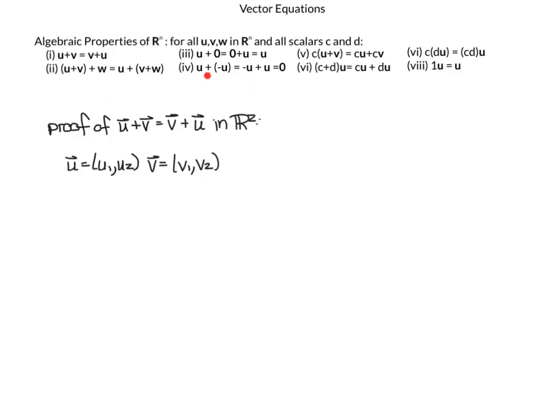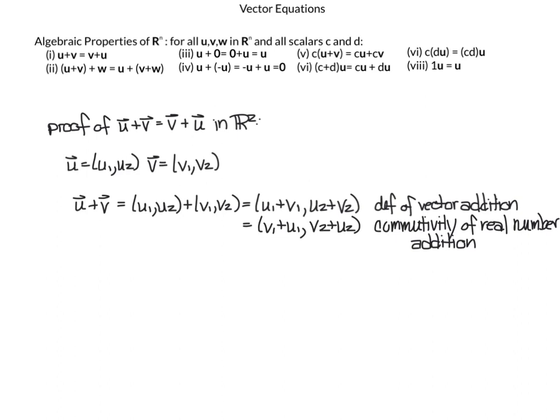The proof of these properties often relies on the properties of real numbers, but you need to get your vectors down to real numbers. So I will do this first property here, the commutativity, as an example. I'm going to prove that the vector u plus v is equal to the vector v plus u in R2. And so u, I'm going to let that be u1, u2, and v equals v1, v2. So again, I'm kind of getting things down to the real numbers.